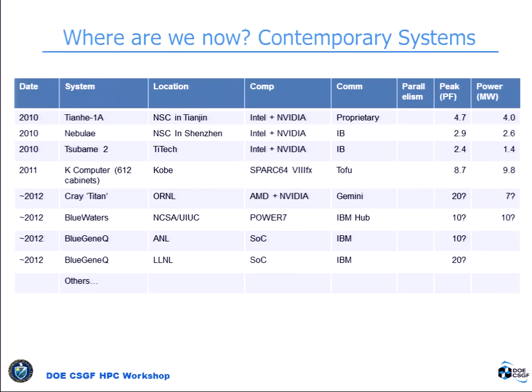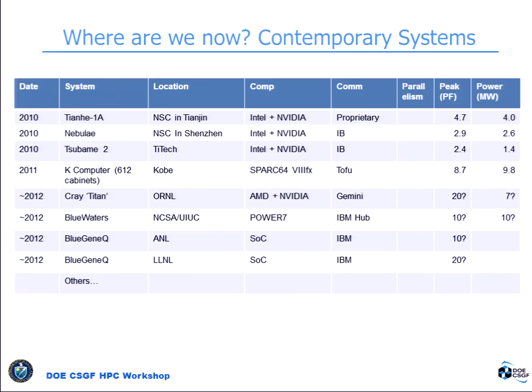So let's just look at where we are today. If you look at contemporary systems, this is a list of some of the most recent systems, and I'll talk about a few of those in more detail in a moment. Some of the most popular systems are NVIDIA-based. They use graphics processors, and then they have basically a commodity interconnect.